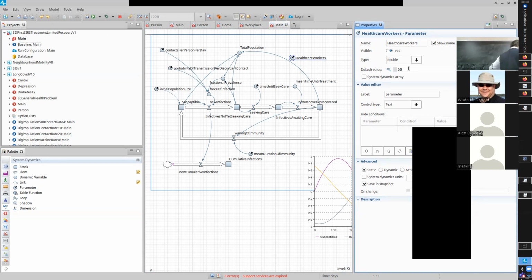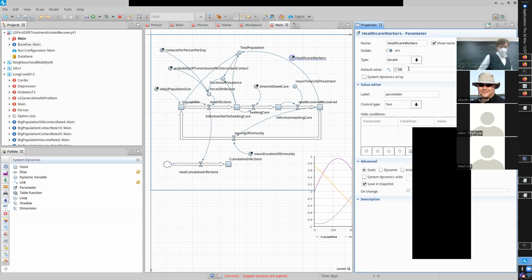So this was in days, the time until they seek care. We're going to have a mean time until treatment. Is that what it's called? Treatment, okay. And what are the units of this going to be? It's a time. What is it? Days. Anything else you can convert, but that's fine.